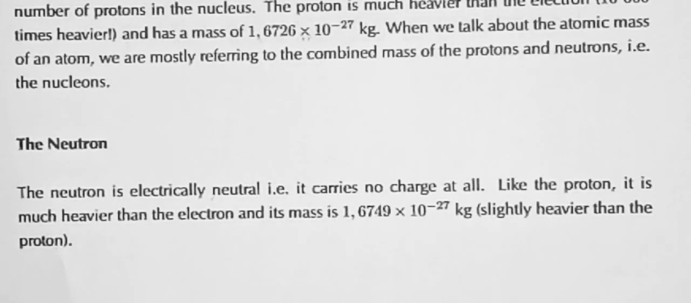Like the proton, it is much heavier than the electron, and its mass is 1.6749 times 10 to the power of negative 27 kilogram, slightly heavier than the proton. This means that the neutron is slightly heavier than the proton.